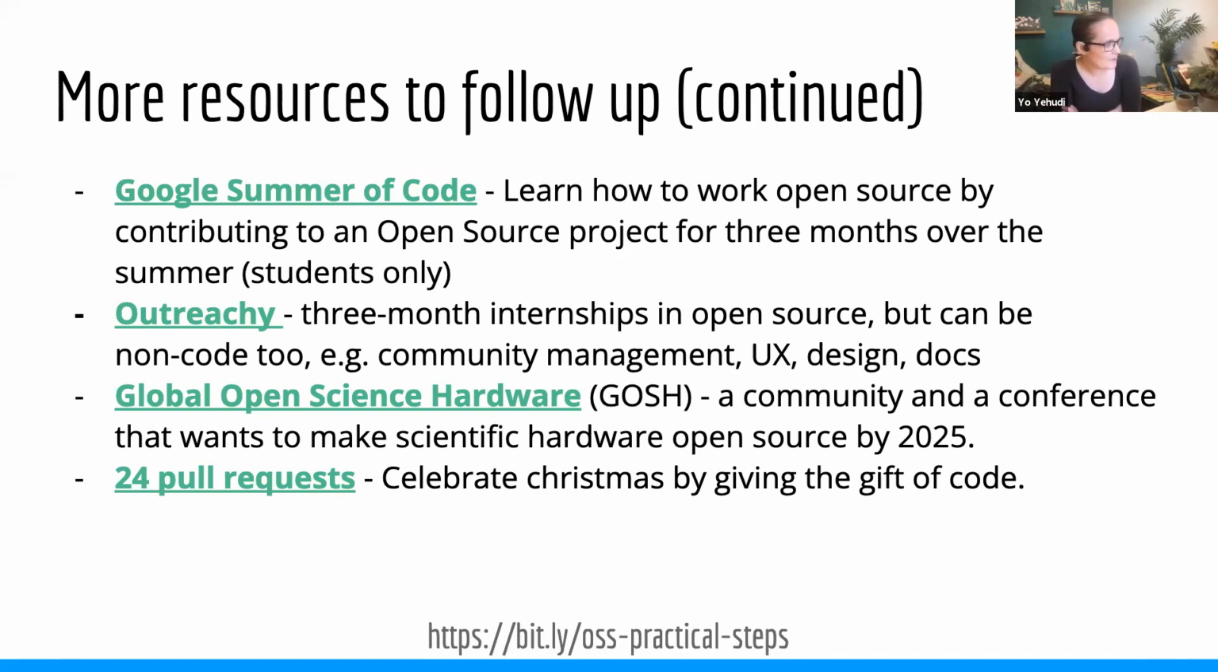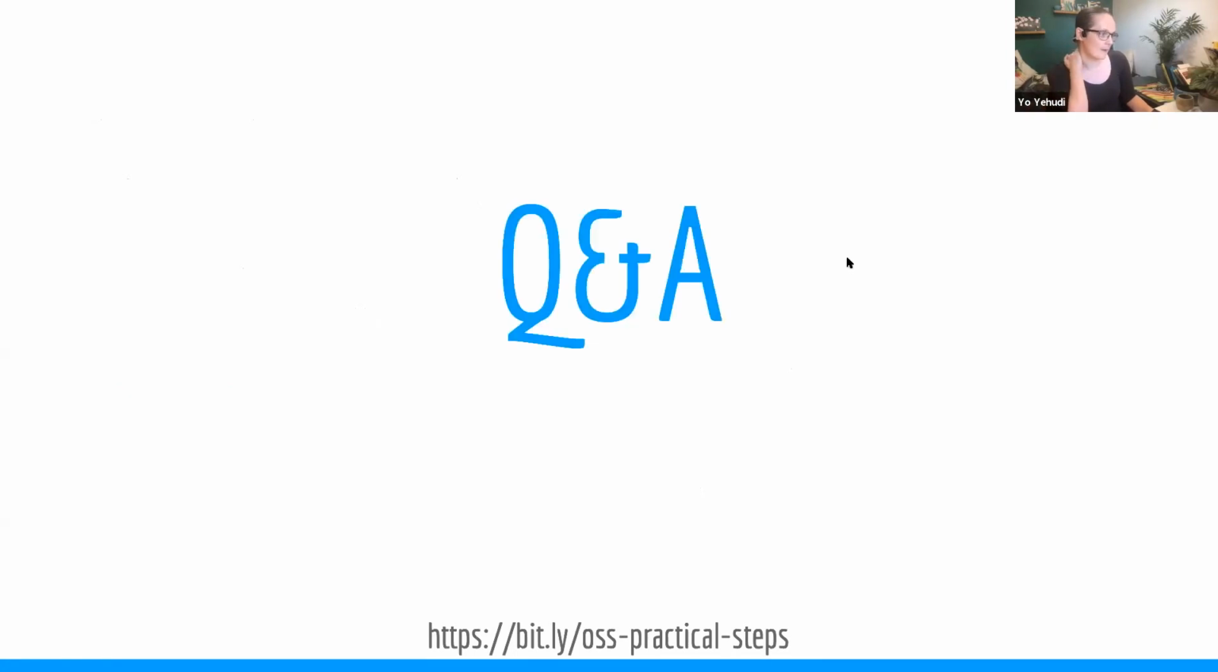I previously mentioned 24 Pull Requests, but I also want to mention open science hardware. We've talked mostly about software and open source software, but open source doesn't need to stop at code. It can also be hardware. To be honest, a recipe for cooking, if you share that openly and allow other people to reuse it and to change it, that's an open source recipe, right? But science in particular can strongly benefit from open science hardware. So taking a look at the global open science hardware community is also a really good call.